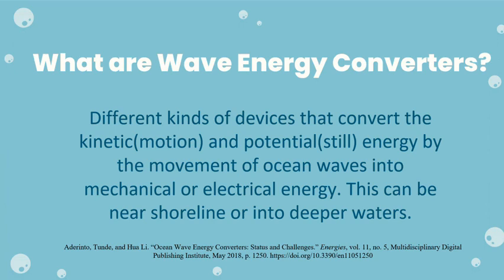What we use to produce electricity by waves are wave energy converters. These are different kinds of devices that convert kinetic and potential energy by the movement of ocean waves. This can produce mechanical or electrical energy. Most times we see electrical energy being produced, like lighting and other things put into houses or businesses around these devices. This can be near or off shoreline.